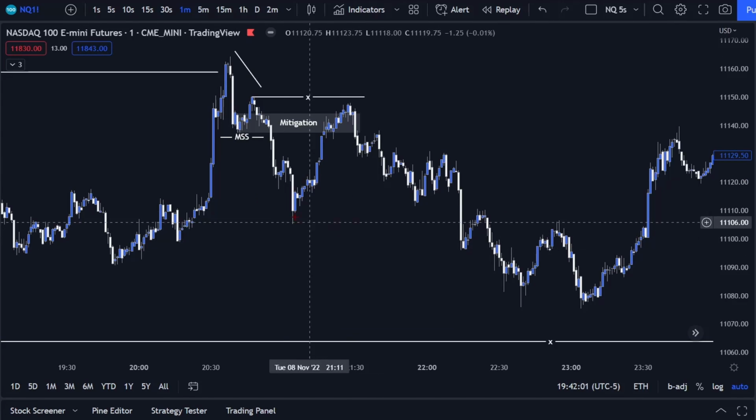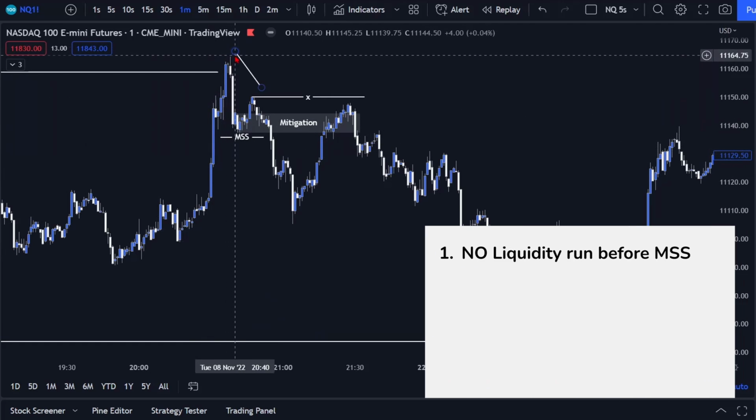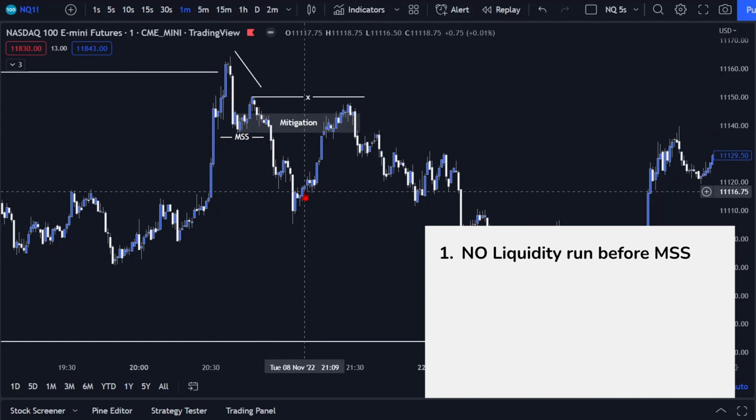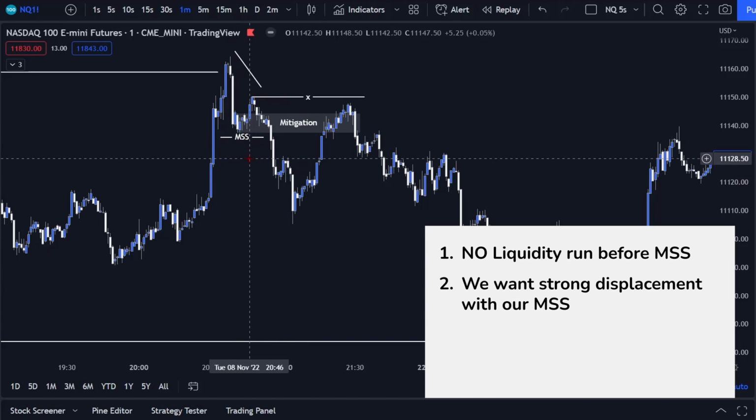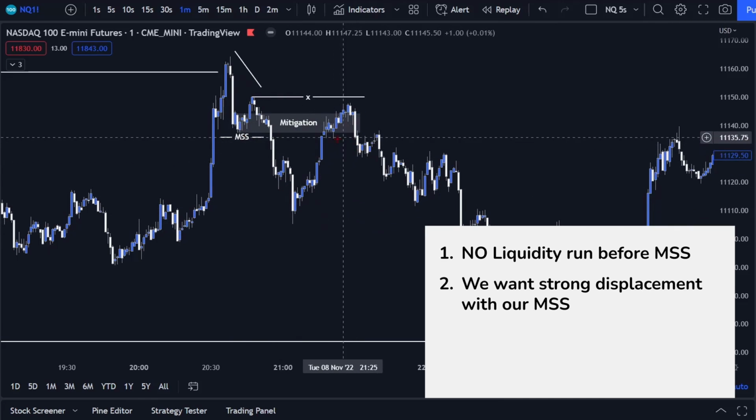So again, some key takeaways. The first is that you do not want to see these initial highs ran for this to be considered a valid mitigation setup. Second is that you want to see significant displacement to mark that market structure shift. Again, displacement is a central theme in all ICT concepts. The more energetic move you have, the more confident you can be that a structure shift would play out in your favor when you do get an optimal entry.